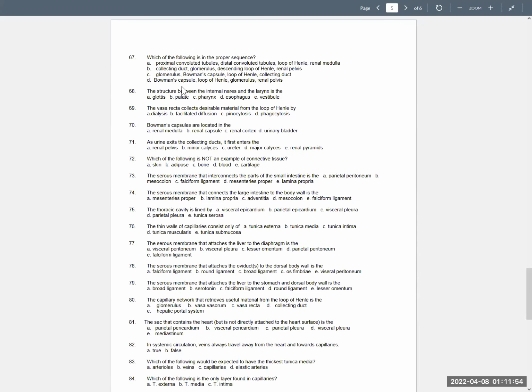67. Which of the following is in the proper sequence? I always feel that this is going to cause people to stumble. And when I look at the answers they give, they get it right almost every single time, which is in the proper sequence. Well, it's C. Blood comes into the glomerulus. Plasma is pressed out into Bowman's capsule. Plasma enters the loop of Henle. And from the loop of Henle, it finally reaches the collecting duct. The others are in a jumbled, incorrect order.